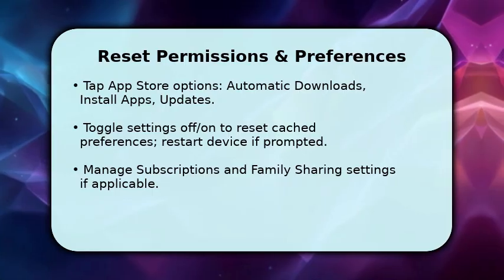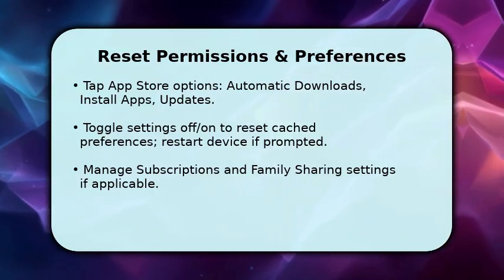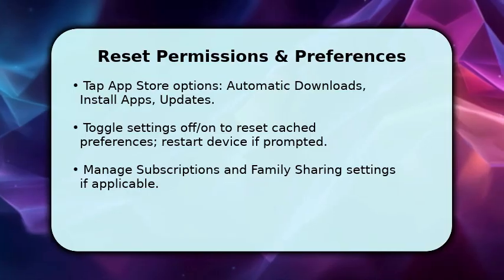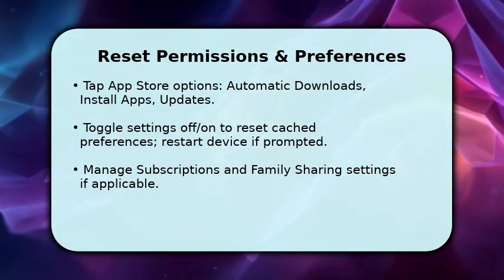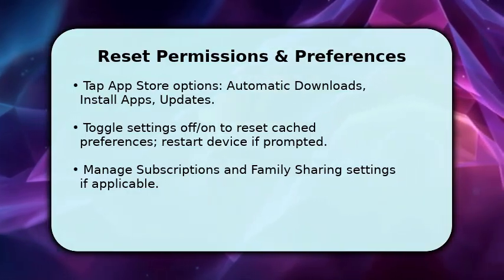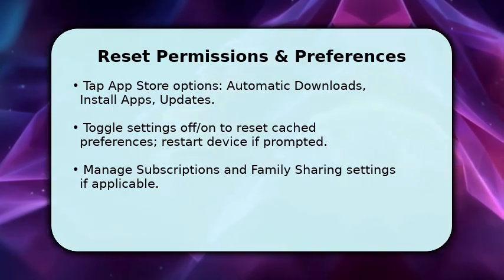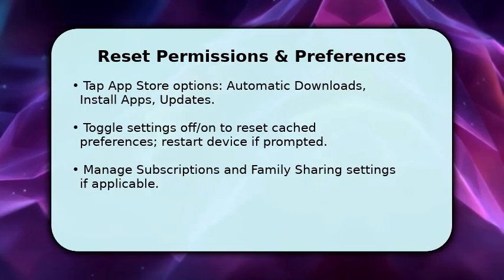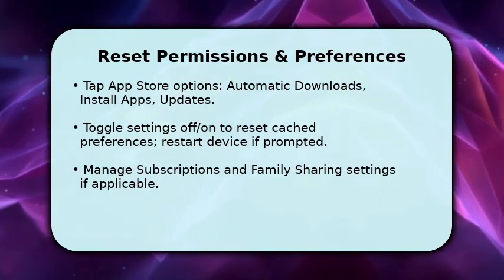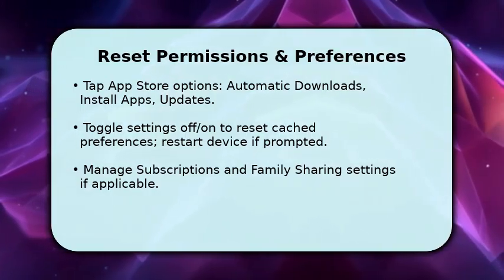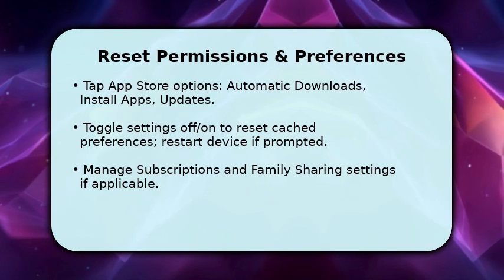Next, check purchase settings, subscription access, and family sharing entries. Revoke and re-add any problematic accounts if needed. If prompted, restart your device to clear transient caches. Make sure to sign back into Media and Purchases to re-establish authorization. This step realigns receipts, download history, and authentication tokens.